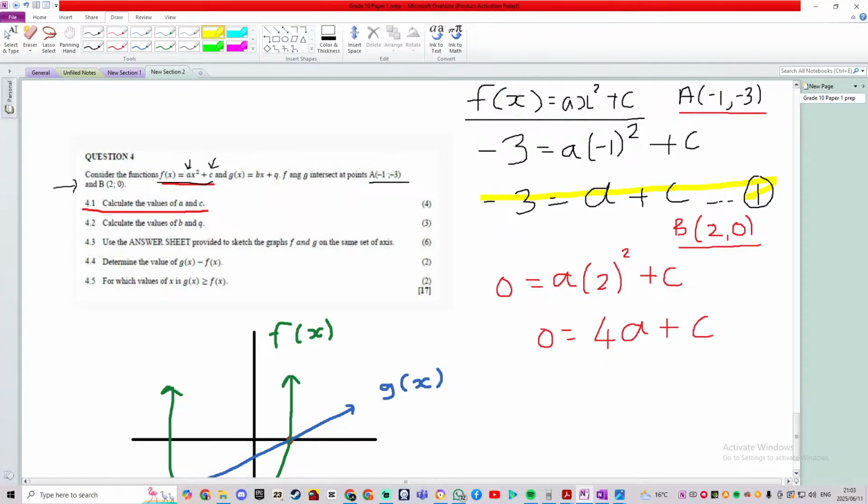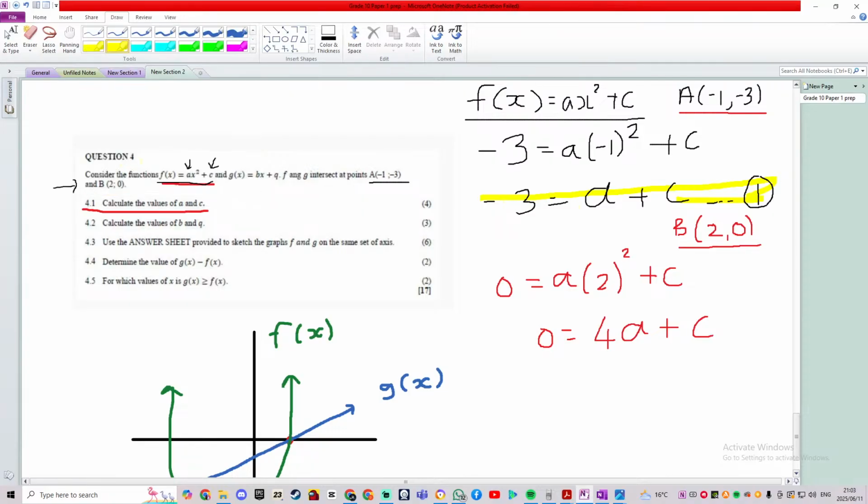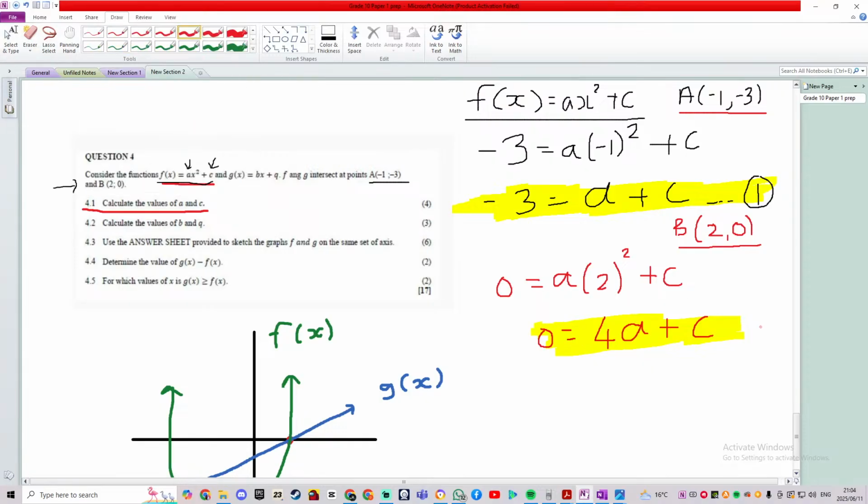So I have my first equation, which is minus 3 equals a plus c. And for my second point, I have a different equation. Over here, 0 equals 4a plus c. This is referring to my second equation. So I'm going to say the equation 2.